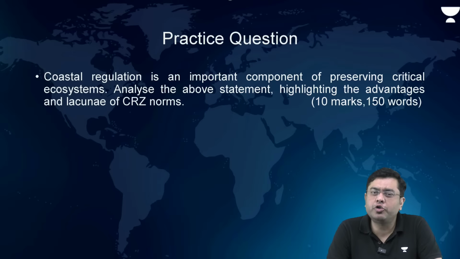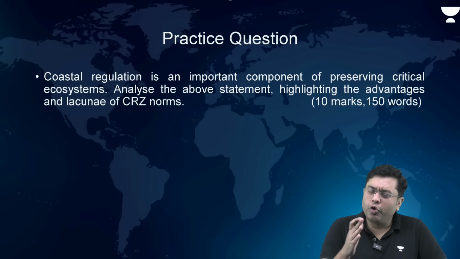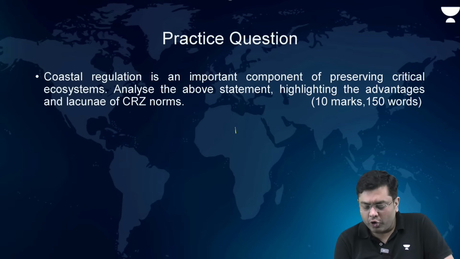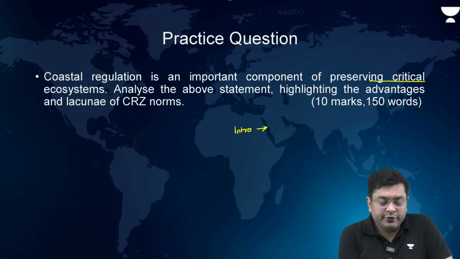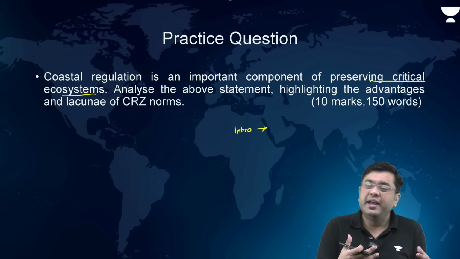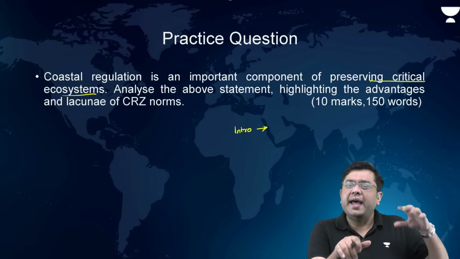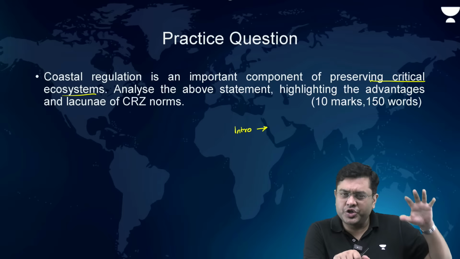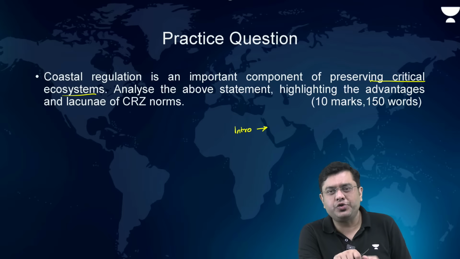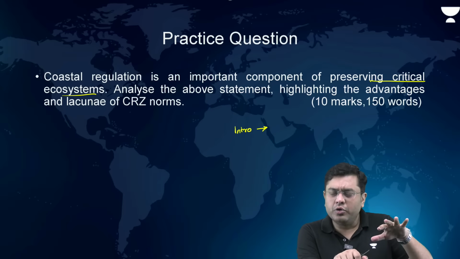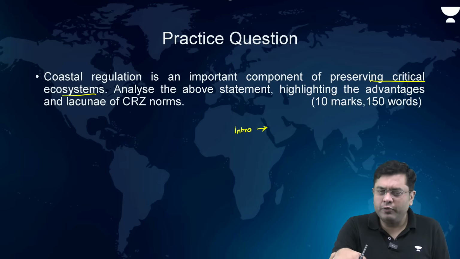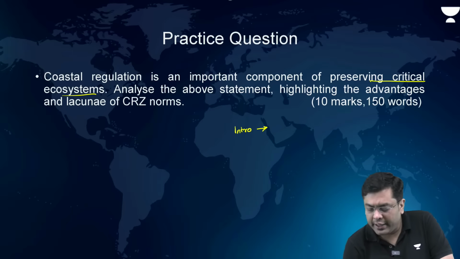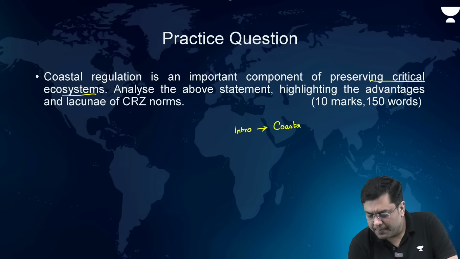Coastal regulation is an important component of preserving critical ecosystems. Analyze the above statement highlighting the advantages and lacunae of CRZ norms. So here, you have to go for the analysis of the CRZ norms. What do you write in the intro? In the introduction, you talk about the critical ecosystem. Coastal ecosystems are considered to be ecotones, and they support very vital habitats and form a perfect shelter for varying kinds of marine as well as terrestrial species, including turtles, mangroves, etc., and also a perfect breeding ground for many fishes. That will be your intro. So in the intro, you talk about the benefit of the coastal ecosystem.